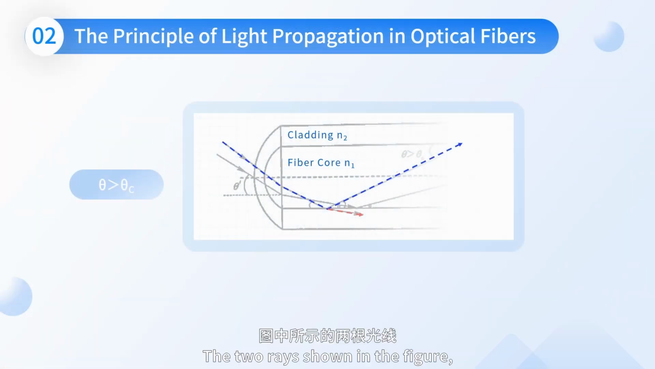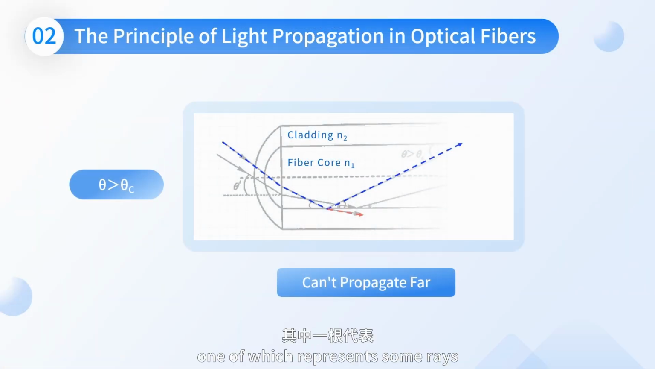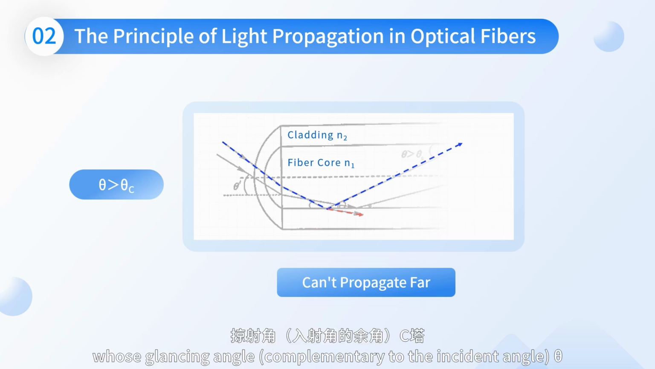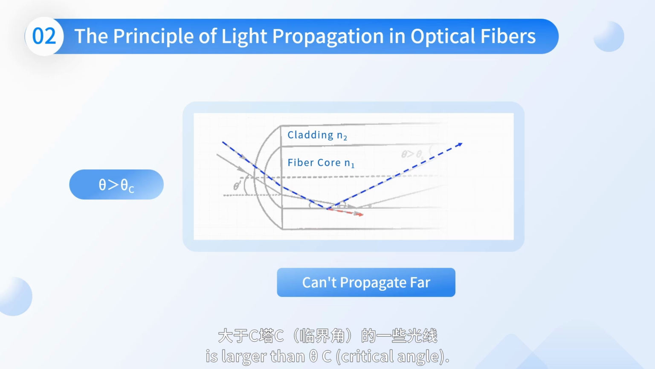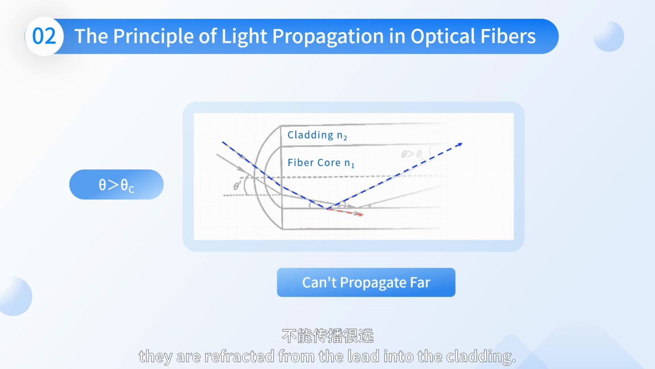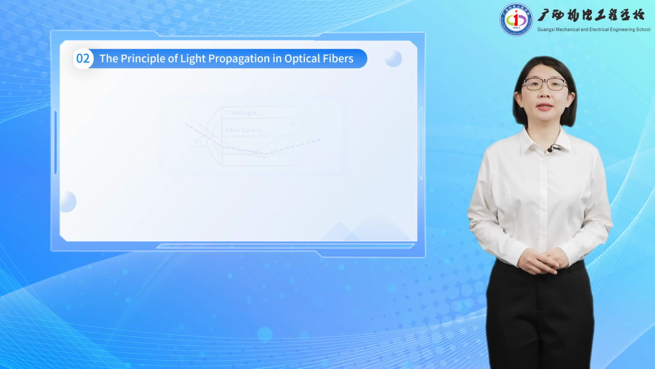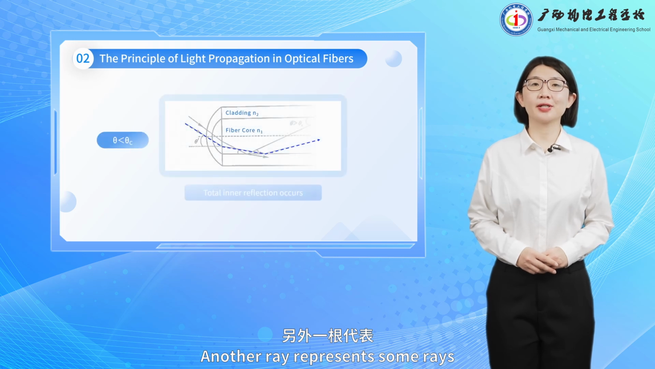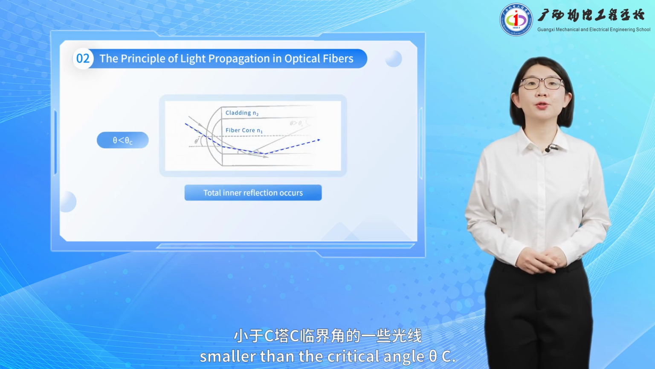The two rays shown in the figure, one of which represents some rays whose glancing angle, complementary to the incident angle, theta, is larger than theta c, the critical angle. These rays cannot propagate far because they are refracted from the core into the cladding. Another ray represents some rays whose glancing angle theta is smaller than the critical angle theta c.